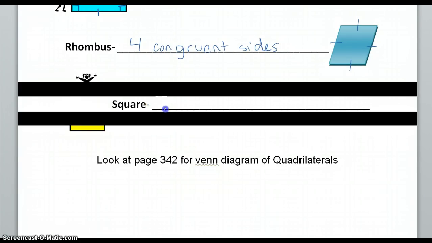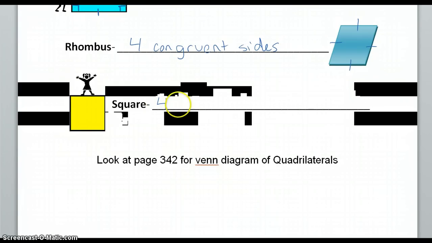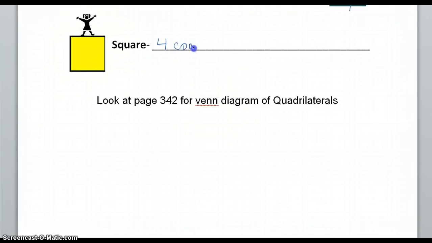A square, of course, has 4 congruent sides and 4 right angles. So 4 congruent sides and 4 right angles. And if you'll notice, 4 congruent sides also makes a square a rhombus, and the 4 right angles also makes the square a rectangle. So a square is a rhombus, like we said, and it is a rectangle.